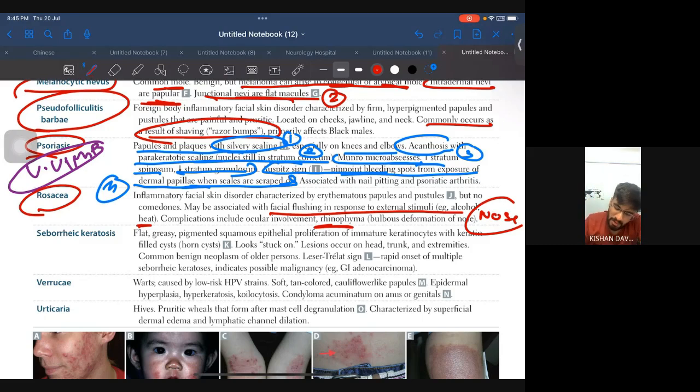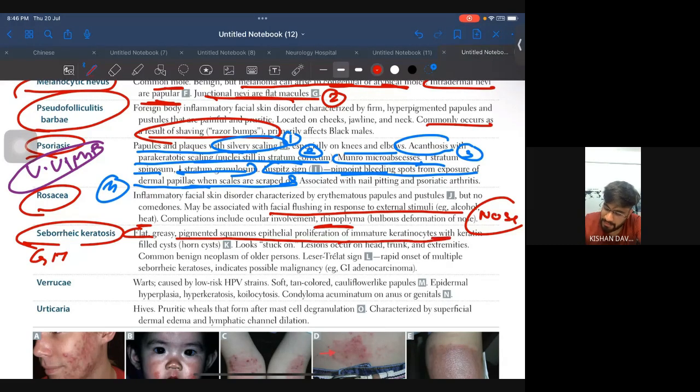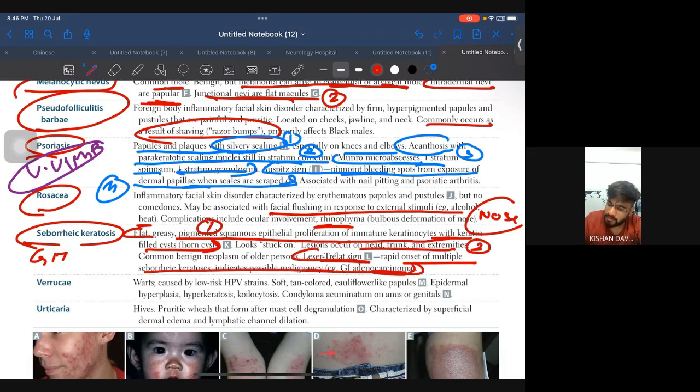Okay. Seborrheic keratosis. Always remember one thing: it occurs along with GIT cancer. Let's just see: flat, greasy, pigmented squamous epithelial proliferation of immature keratinocytes with keratin-filled cysts. This is one important point. Lesions occur on head, trunk, and extremities. This is the second important point. Leser-Trélat sign that we saw, okay, because of GI in the question. This is a third important point.